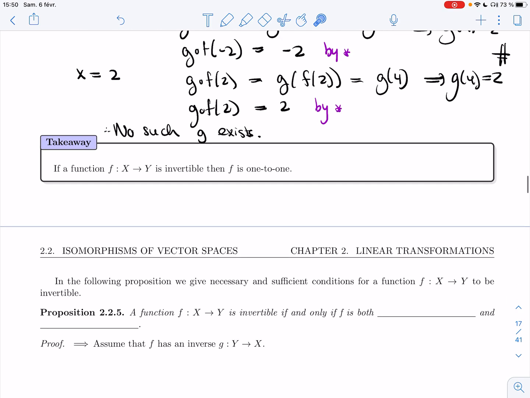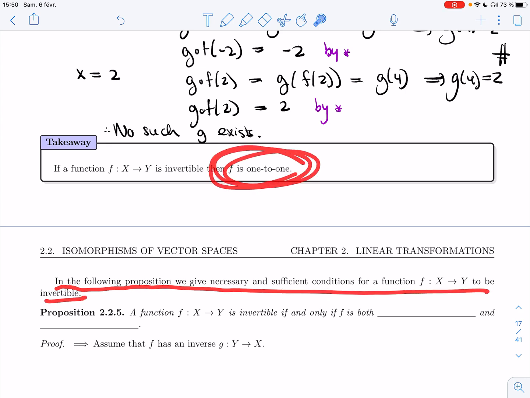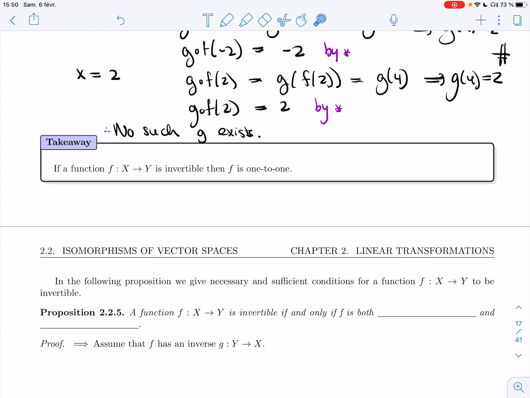All right, so in the following proposition, we give a necessary and sufficient condition for a function to be invertible. We already have one here. Let's put both together. A function f from X to Y is invertible if and only if f is both 1 to 1 and onto.